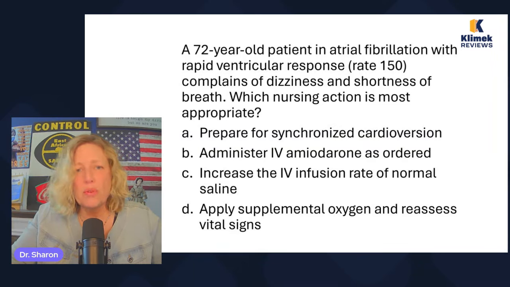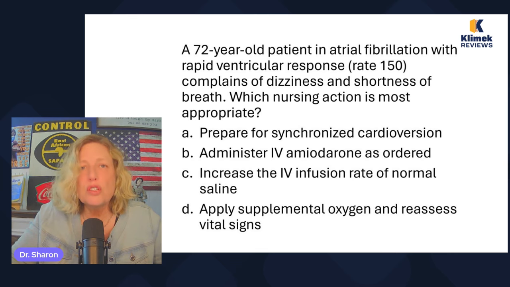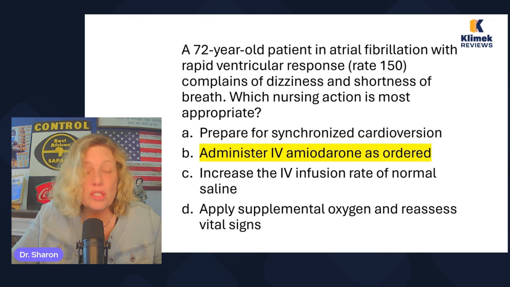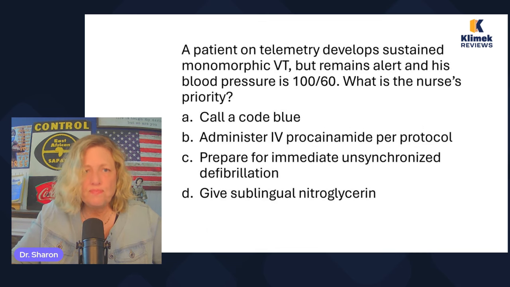So AFib with a rapid ventricular response. How do we treat AFib? Well, we want to get the rate down and we want to try to convert it to sinus rhythm if we can. The drugs of choice for slowing it down and converting it to sinus rhythm are either diltiazem, Cardizem, or amiodarone. So that's what we're going to do. C and D don't really apply in this situation. We could do synchronized cardioversion, but that's not the first thing we do. We try medications first before we cardiovert them.